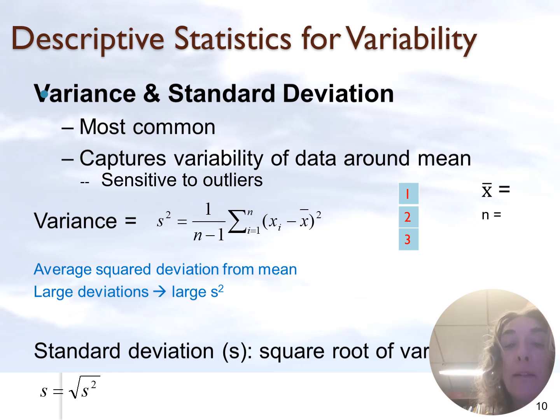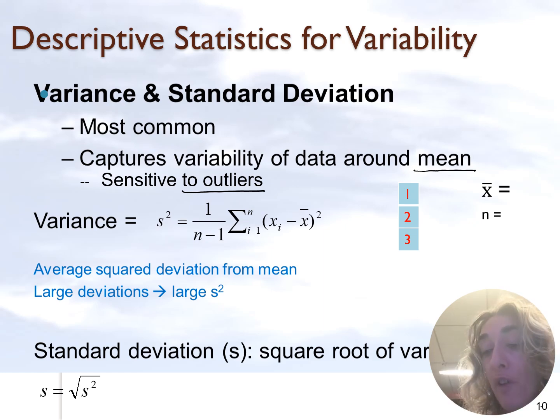So what the variance and the standard deviation do is they capture the variability of your data items around the mean of those items. Okay, now because we're capturing variability around the mean and the mean is sensitive to outliers, unfortunately, variance and standard deviation are also sensitive to outliers. Okay, but let's show a simple example of how this works.